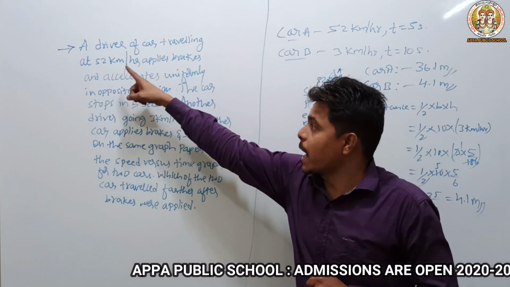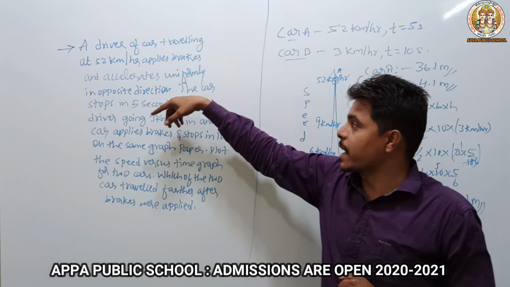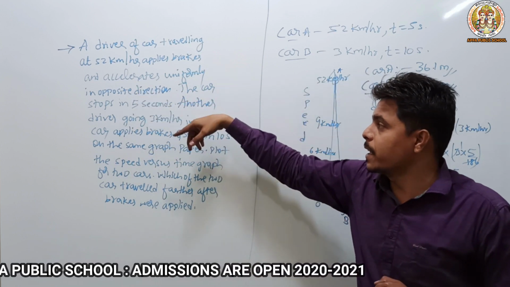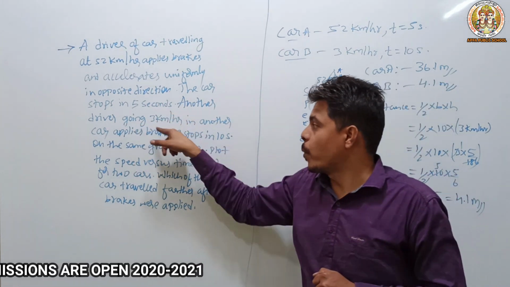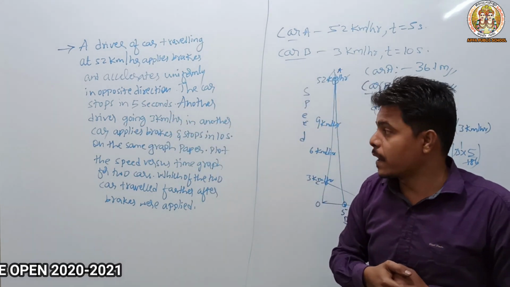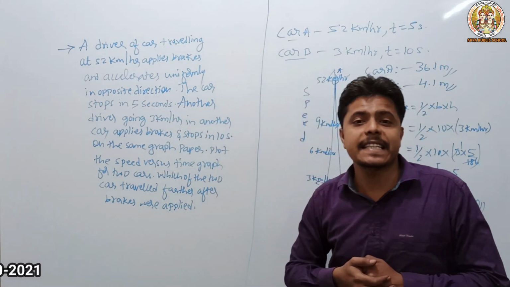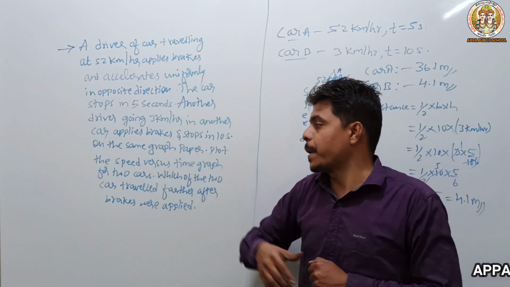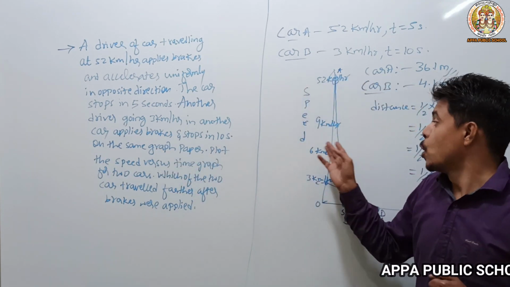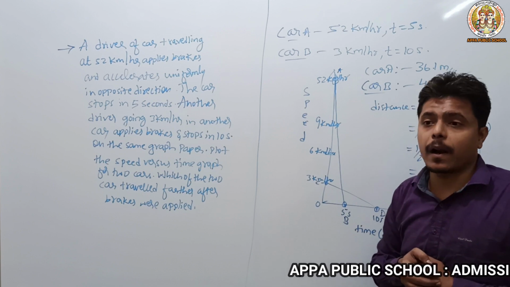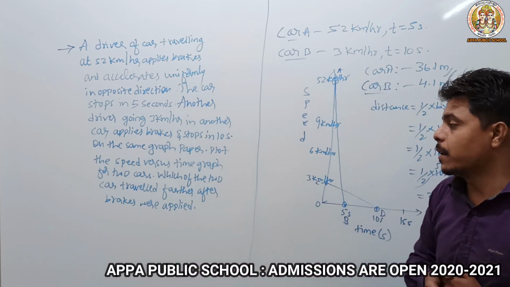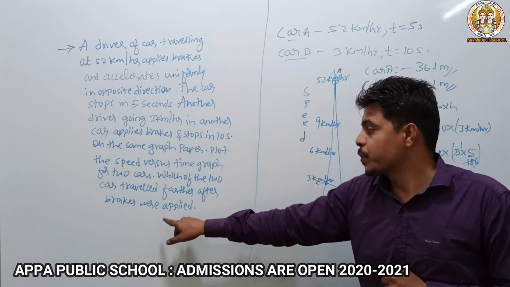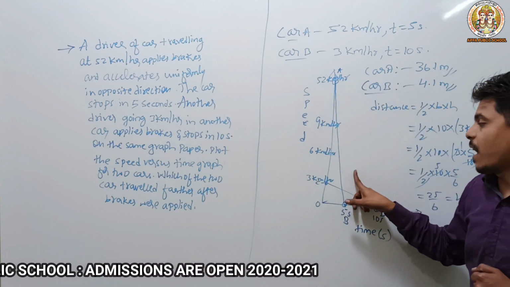A driver of a car traveling at 52 km per hour applies brakes and decelerates uniformly. The car stops in 5 seconds. Another driver going 3 km per hour in another car applies brakes and stops in 10 seconds. On the same graph paper, plot the speed versus time graph. So we have plotted the speed versus time graph. And then, which of the two cars has traveled farther? We have plotted the graph here.